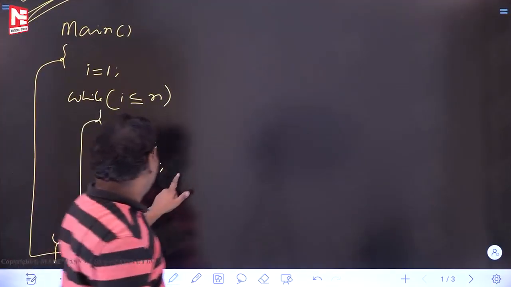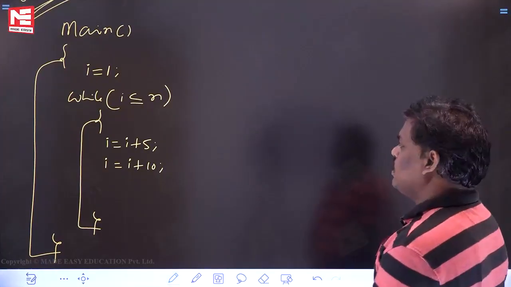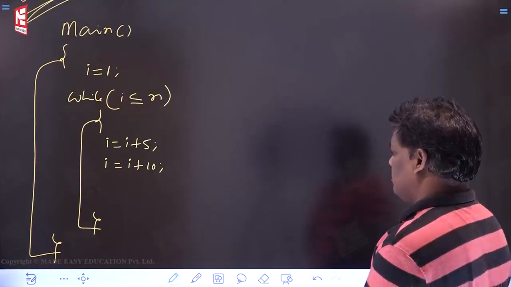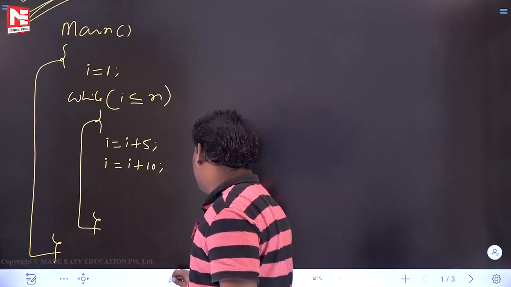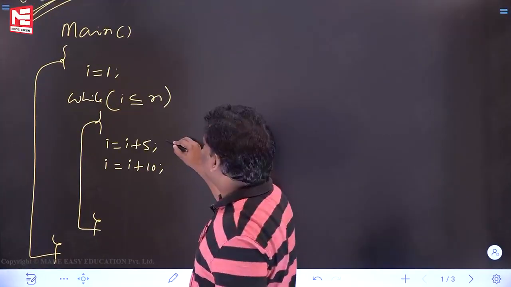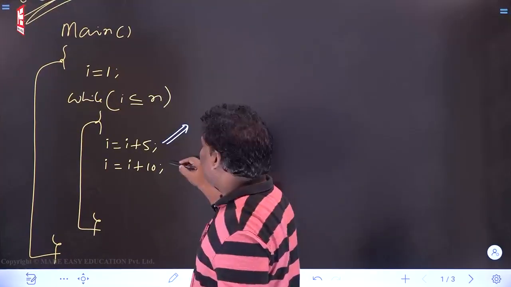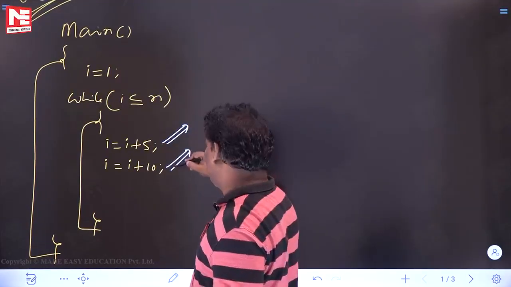Right, can you help me now? What is the time complexity of this program? I = 1, I <= n, I = I + 5, I = I + 10. Right, so this is the program. Can you help me now? This program's time complexity, how much? You know very well. Every time incrementing by 5, every time incrementing by 10.